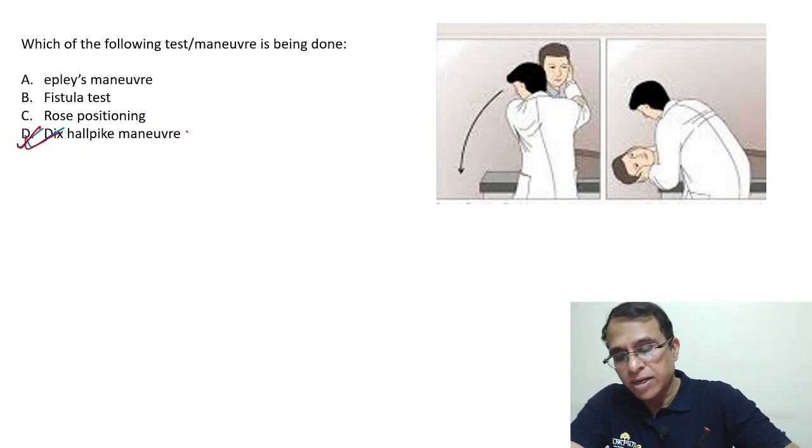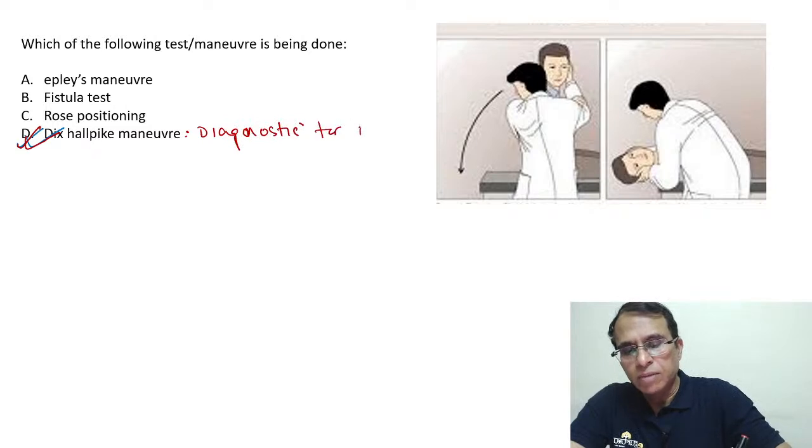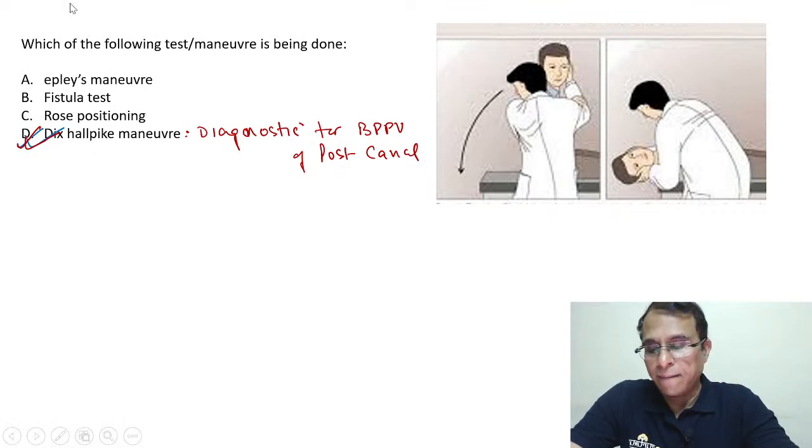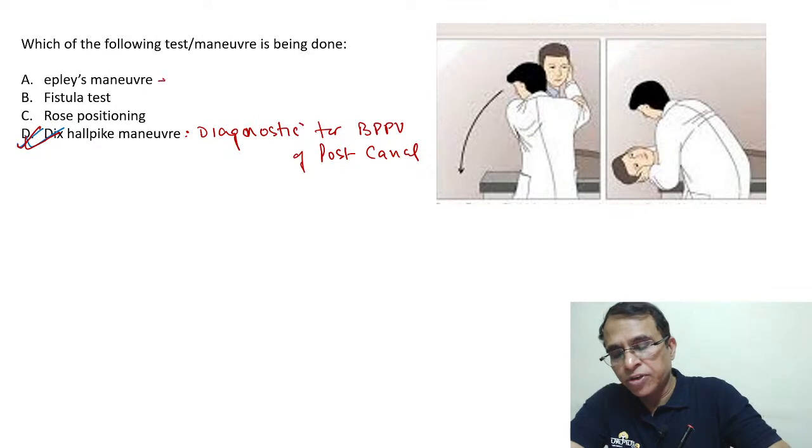As Sai Kiran rightly said, it is a diagnostic test. Diagnostic for what? Diagnostic for BPPV of the posterior canal. It is a diagnostic test for BPPV of the posterior canal. Very good, Nasira said diagnostic, correct. And Appley's is for treatment of BPPV.